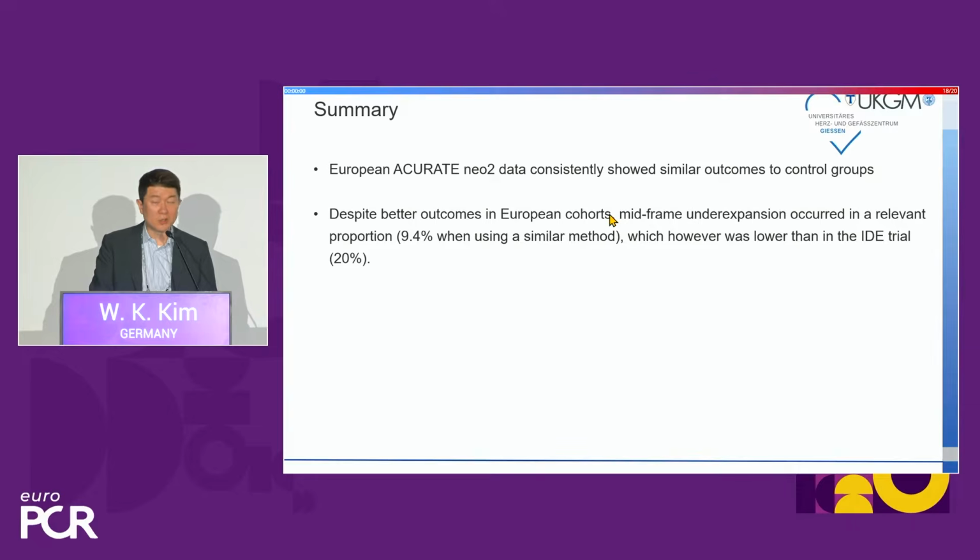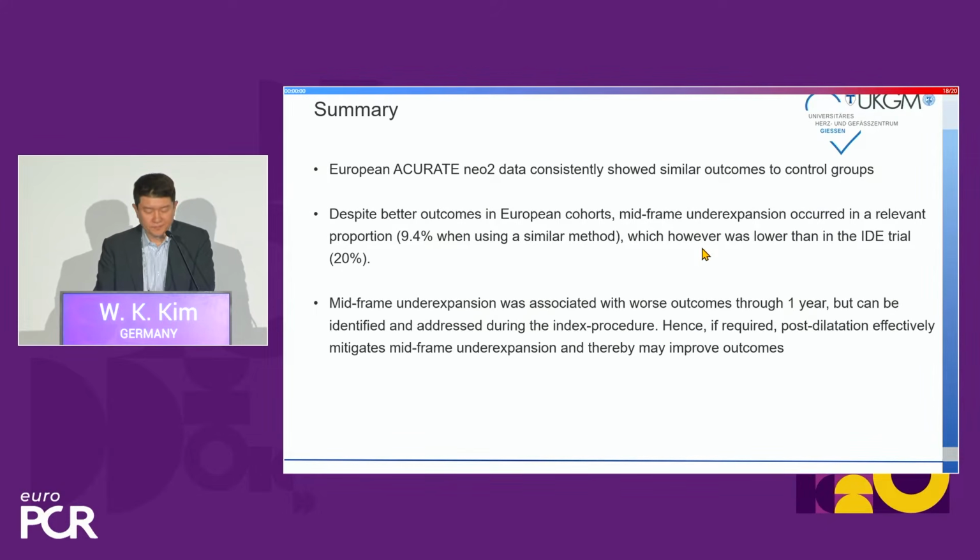This was not only in Germany and in Sweden, but also in Italy and UK, so consistently across many European countries. And despite better outcomes in European cohorts, despite probably more aggressive pre-dilatation and more frequent post-dilatation, there was still a proportion of patients that presented with midframe underexpansion in a relevant proportion, I would say, 9.4% when using a similar method, but it was lower than in the IDE trial.